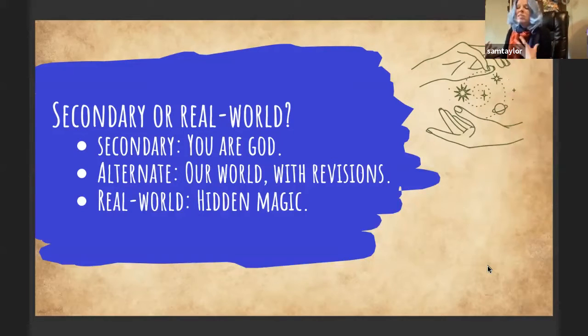So it's very freeing, so much room for creativity and to make the world exactly what you need it to be for your story. But it's something that also takes a lot of work as well.